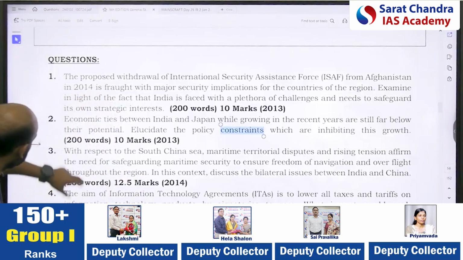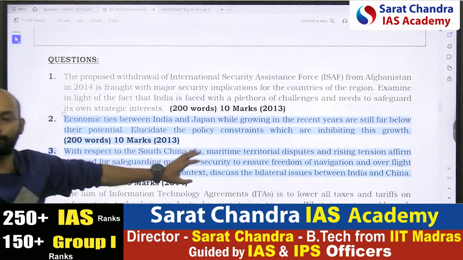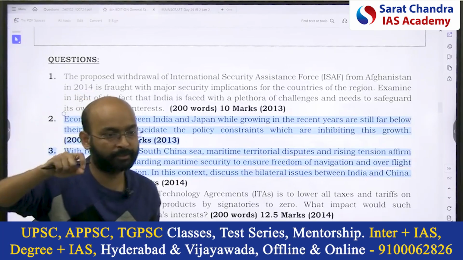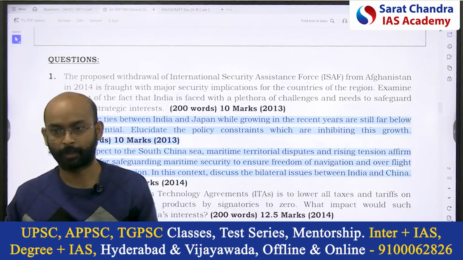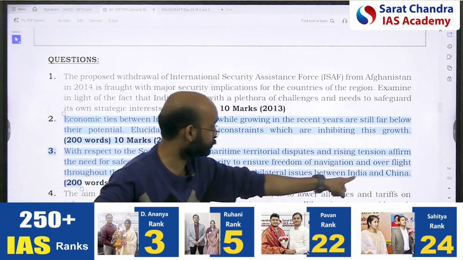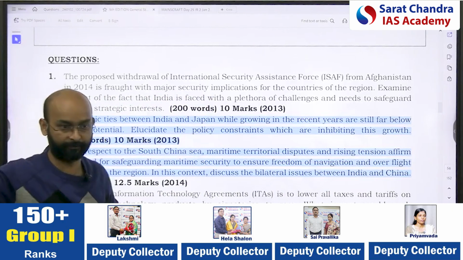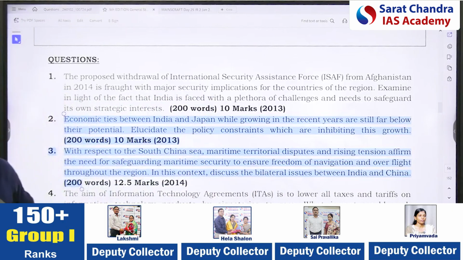Okay. Similarly, you see the other question also with respect to the South China Sea. Now here, whenever South China Sea is coming, the major issue is that China is dominating that area. What can be the implication on India? See, in this context, discuss the bilateral issues between India and China. In that context they give. Again, issues we have to discuss.